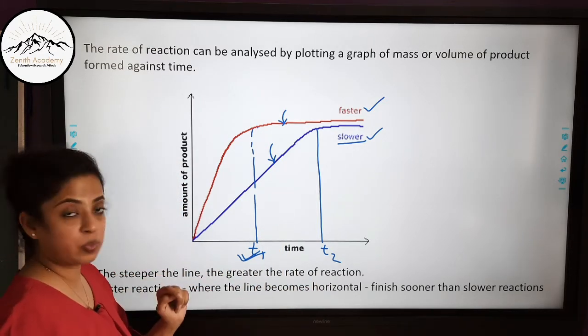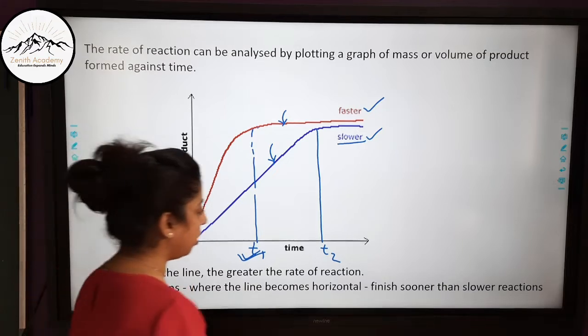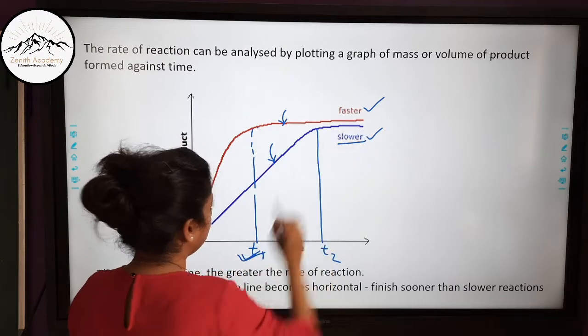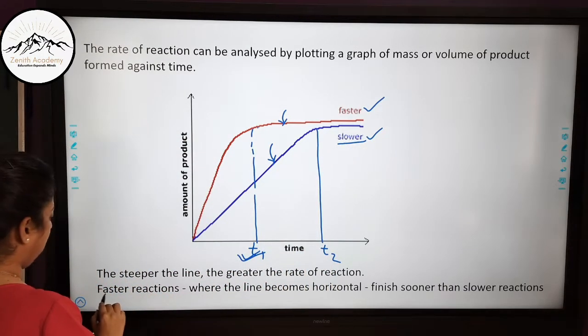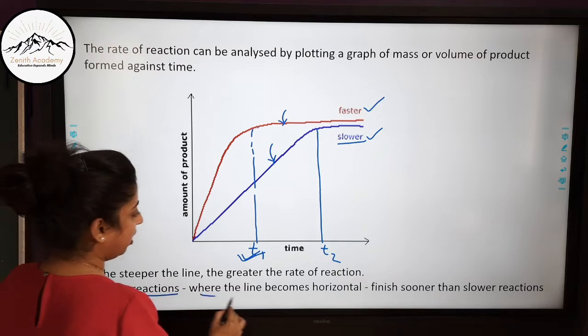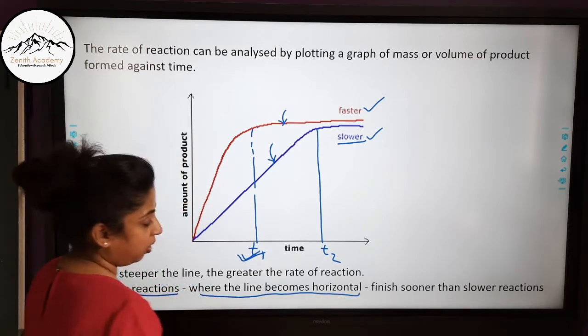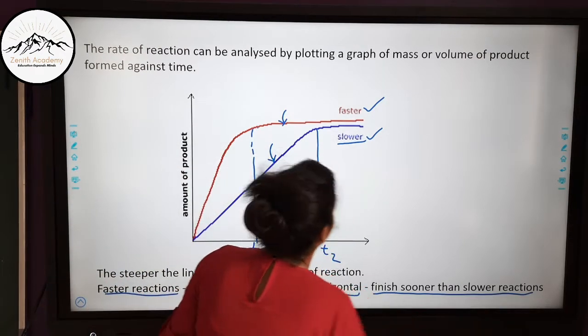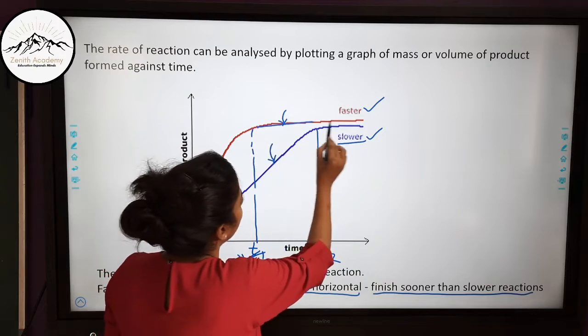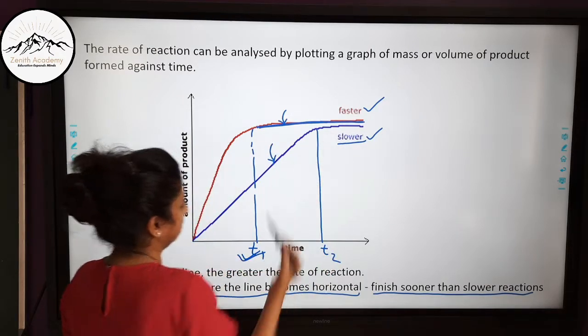So the first point is the steepness of the graph or the gradient. Now the faster reactions are where the line becomes horizontal, that is finished, sooner than the slower reaction. So here the line has become horizontal sooner than this.